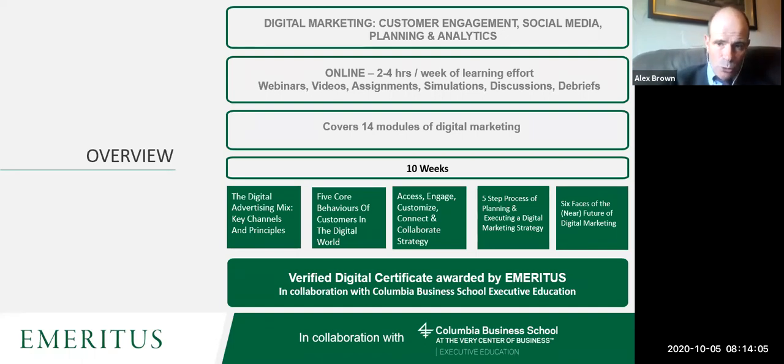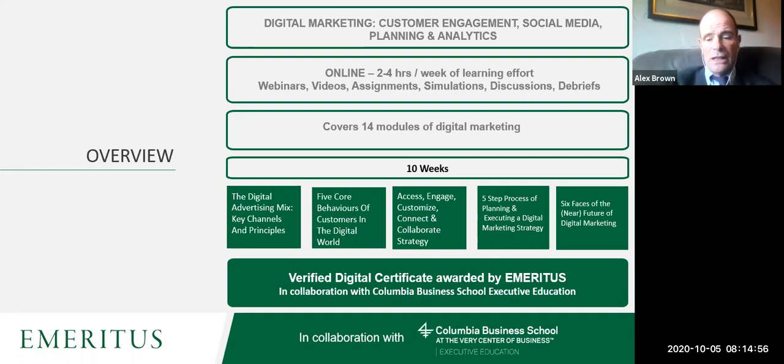We cover 14 modules of digital marketing in the 10-week period for this particular program. We start off by talking about the digital advertising mix, the key channels, the principles for those channels. We then go into the 5 core behaviors of customers in the digital world. That's why you would take this course from David Rogers. It's his framework, these 5 core behaviors: access, engage, customize, connect, and collaborate, strategies built around those 5 core customer behaviors. We then look at the 5-step process of planning and executing a digital marketing strategy. That's obviously very important in terms of planning and executing strategically, and then look at things coming up in the pipeline.